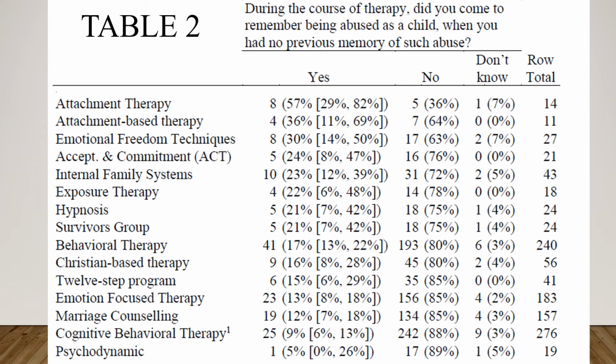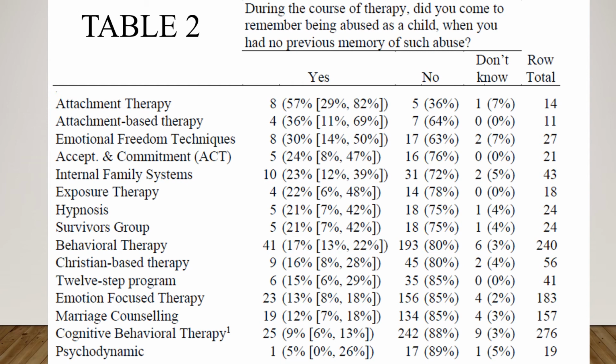Acceptance and commitment therapy, perhaps surprisingly, has high percentages. Internal family systems, 23%. Exposure therapy, 22%. Hypnosis, perhaps no surprise there, 21%. We know the problematic history of hypnosis. Presumably some hypnotic sessions do involve recovery of memories. Obviously, most do not. You have survivors groups with 21%, that type of therapy.